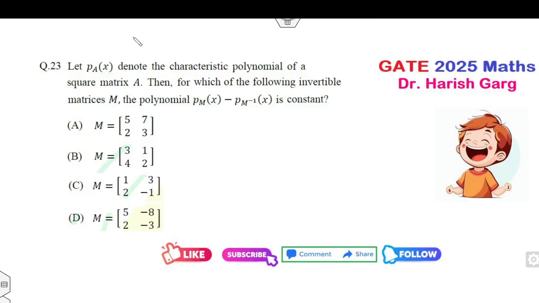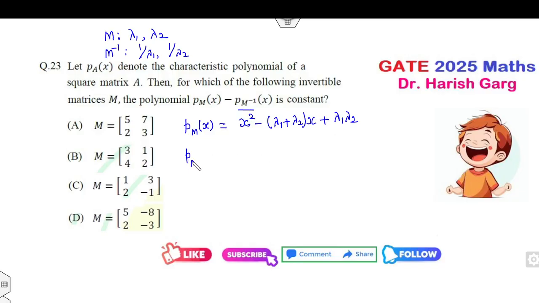First of all, it's a 2 cross 2. So let's say M has the eigenvalues lambda 1 and lambda 2. M inverse has the eigenvalues 1 over lambda 1, 1 over lambda 2. Then can you find the characteristic equation of the matrix M? x square minus trace of the matrix x plus determinant of the matrix. Similarly, for the second case, it's M inverse. So what is the characteristic equation of M inverse? x square minus trace of the matrix, so the trace will be 1 over lambda 1 plus 1 over lambda 2, plus determinant.